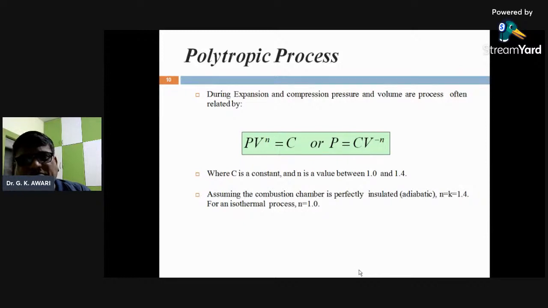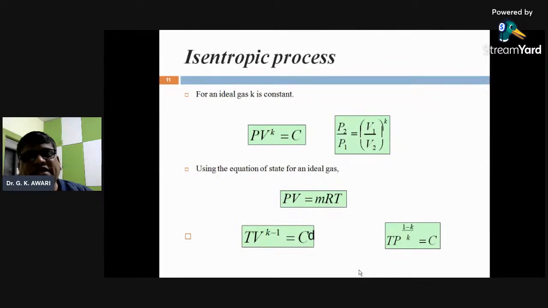Assuming the combustion chamber is perfectly insulated, that is adiabatic, n is equal to K, and K is equal to 1.4. For an isothermal process, n is equal to 1.0. So PV to the power of n is equal to C, and for an isothermal process n is equal to 1, and for an adiabatic process n is equal to K, which is 1.4. This is the polytropic process. Then the isentropic process, for an ideal gas, K is constant. So PV to the power of K is equal to C.